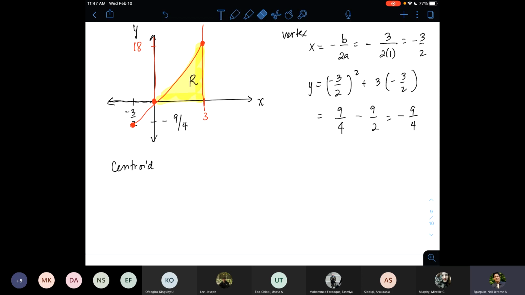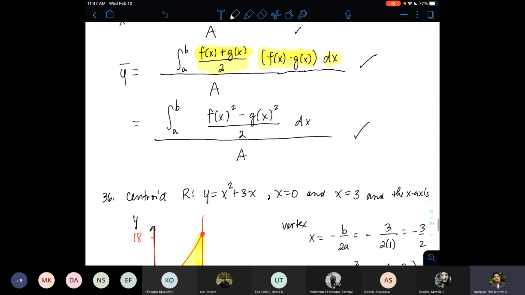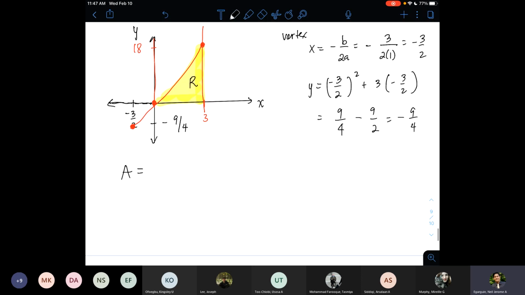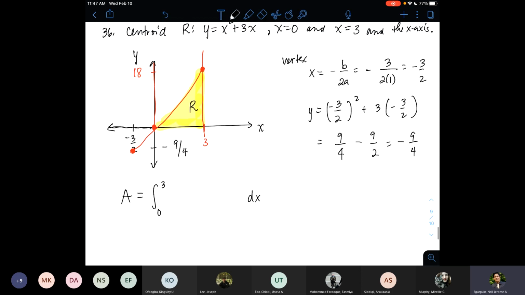To find the centroid, we need to set up the integral for the area first. Remember, for the formula, the denominators for x bar and y bar involve the area. So the area, I hope you still remember, is an integral from 0 to 3 with respect to x of top minus bottom, right? Since we're using x, we use vertical strips, and for measuring vertical strips, it's going to be top minus bottom. So it's going to be x squared plus 3x minus 0.